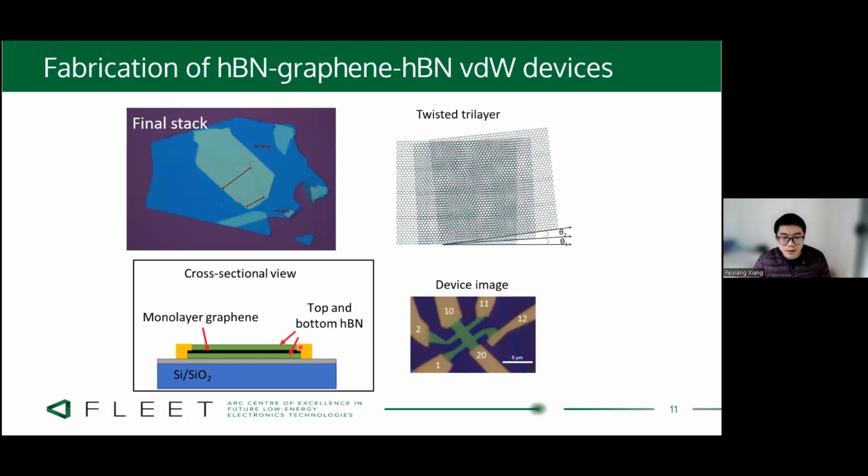And then in terms of twistronics or the moiré superlattice, controlling the right angle is also quite difficult.